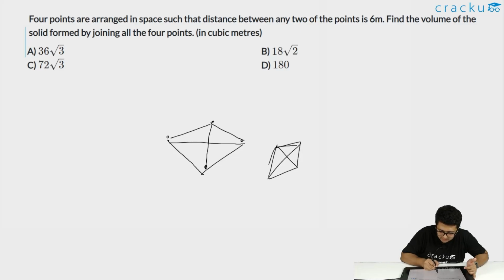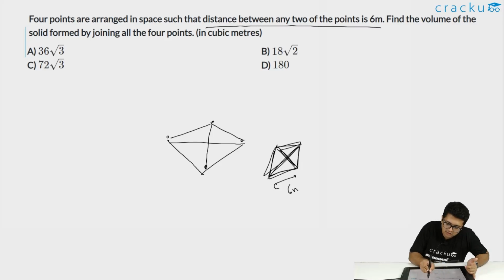right? So there's one triangle here, one triangle here, one triangle here, and one triangle here. So all the 4 triangles are connected to each other, all of them are equilateral. That means the length of each side is also 6 meters, because it's given that all points, distance between any 2 points is 6 meters. So 6 meters is the distance, right?